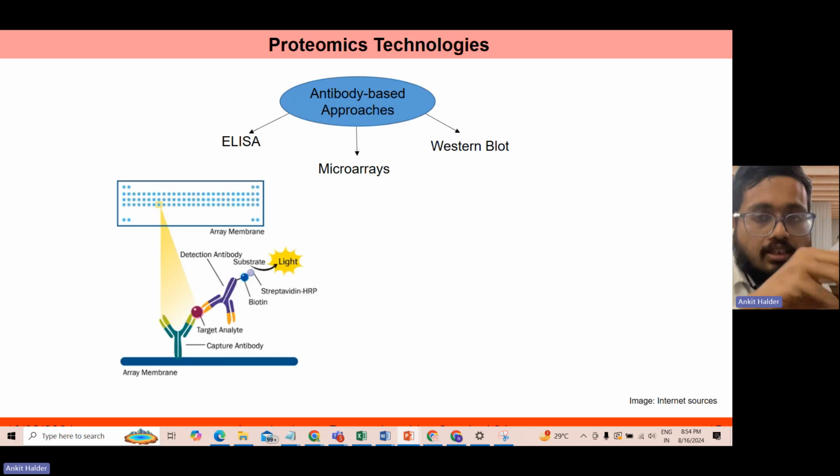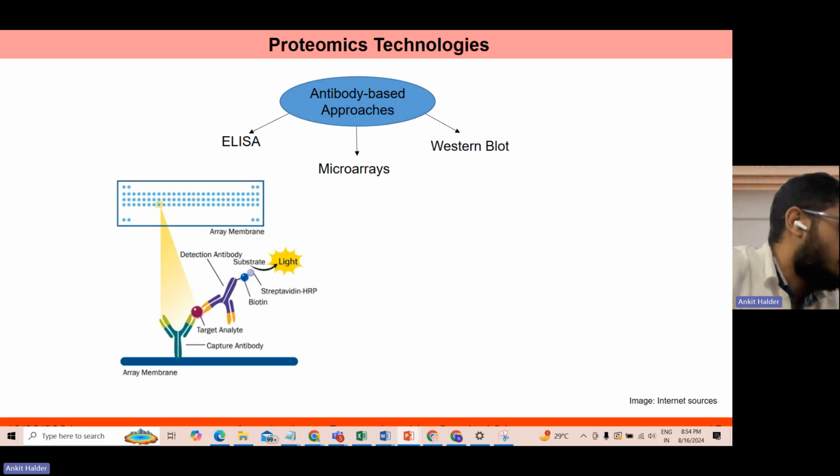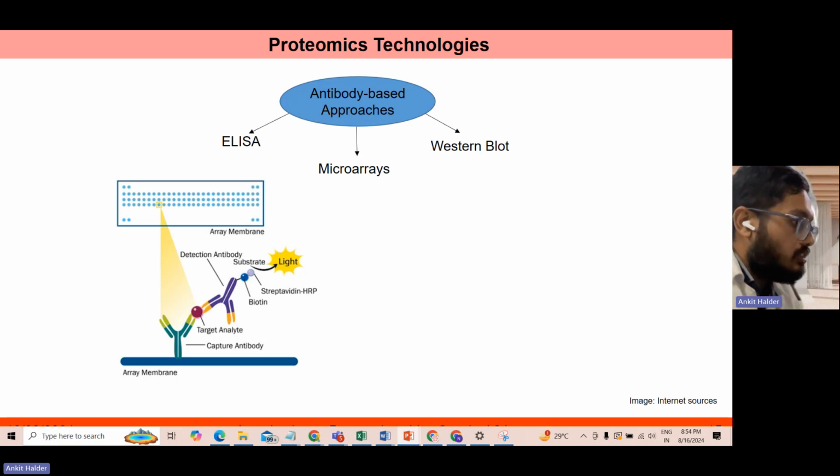You know that there are three types of ELISA: sandwich, indirect, or other methods, on the basis of whether you are immobilizing your protein, antibody, or antigen. Like here is an example of an ELISA where we have antibodies in our system.